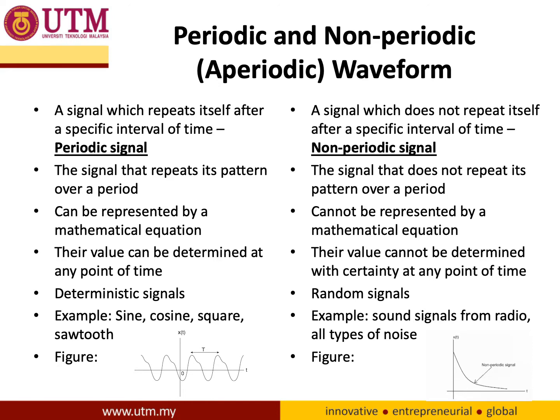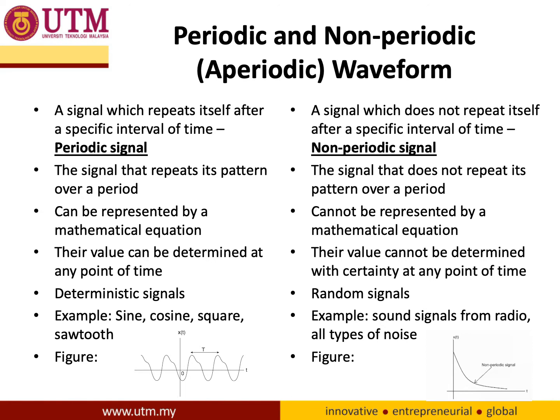Most of the signals that we were dealing with previously were periodic signals. Now let us look at the difference between periodic and non-periodic, also called aperiodic, waveforms. A signal which repeats itself after a specific interval of time is called a periodic signal. A periodic signal repeats its pattern over a period. It can be represented by a mathematical equation, and its value can be determined at any point of time.